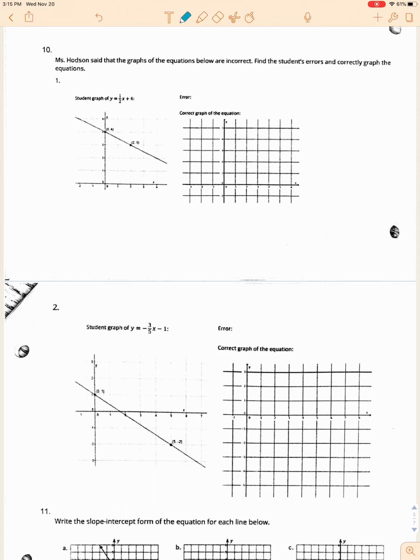All right, so for number 1, the student has a slope of 1/2 and then a y-intercept of 4. So the student started at 4, and a slope of 1/2 would be vertical 1, horizontal 2. So I'd be going up 1 over 2. And this student went down, or graphed a negative slope.